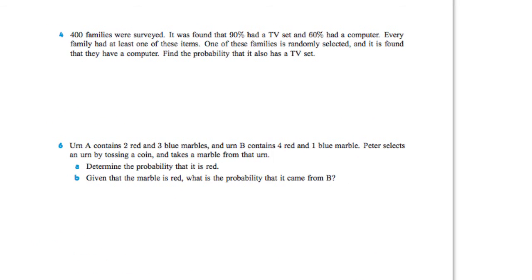400 families are surveyed. It's found 90% have a TV and 60% have a computer. Every family had at least one item. Of those families randomly selected, it's found that they have a computer. Find the probability they also have a TV. All right, so to me this sounds like I should work with a Venn diagram first.